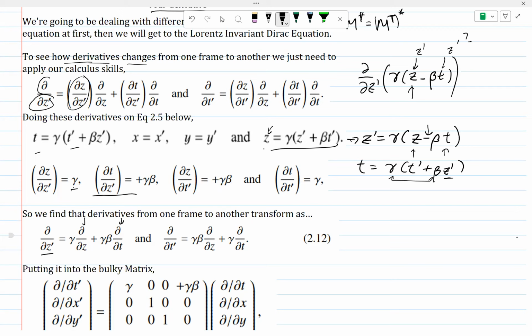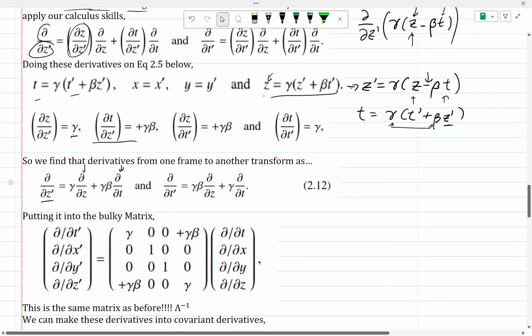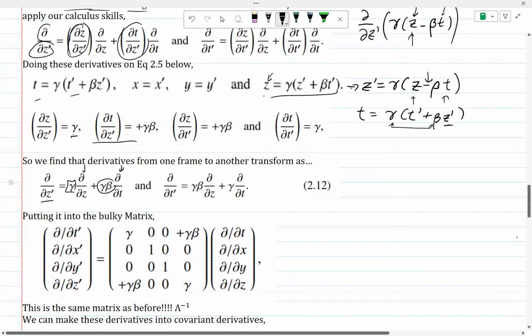I know you may wonder why we are doing this. We're just setting up a lot of math so that we can actually do a Lorentz invariance of derivatives also. And of course, these factors in front: this is gamma, and this is gamma times beta. That's from us taking the derivatives with respect to each of the variables individually.